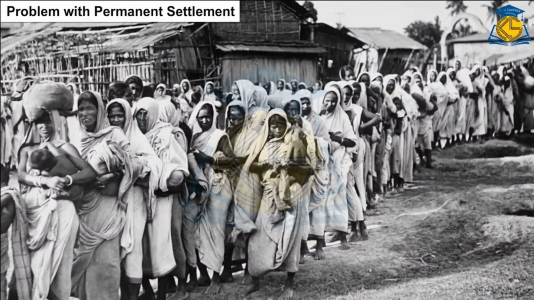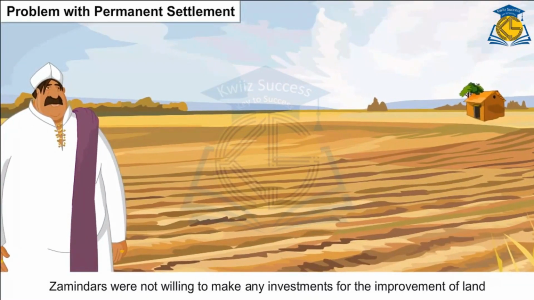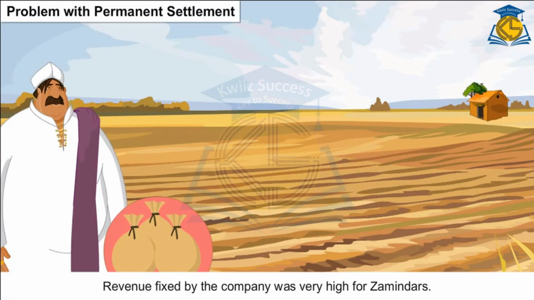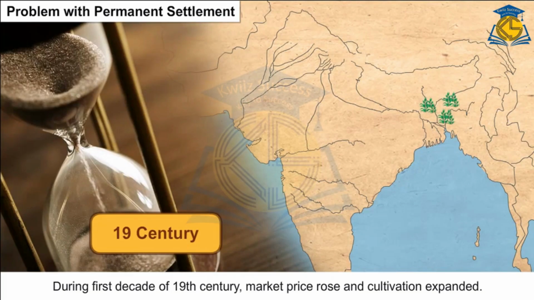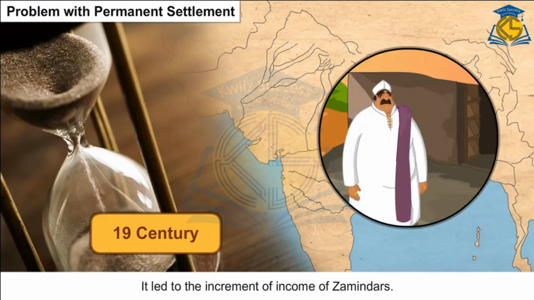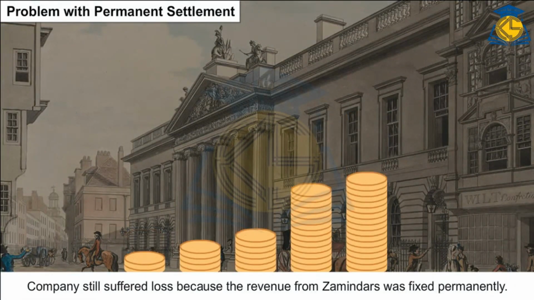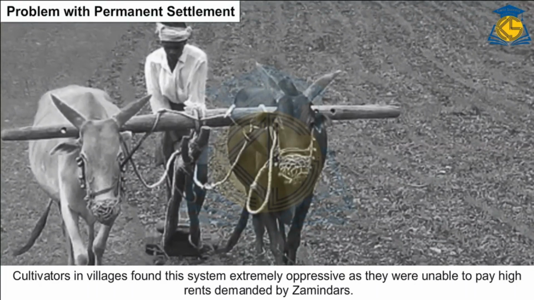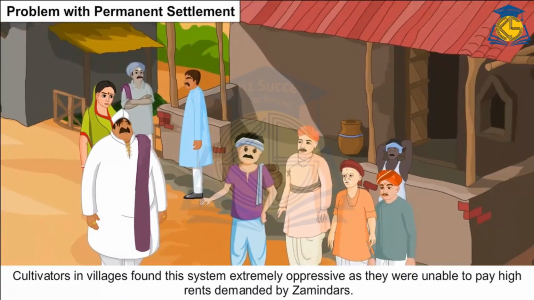Problem with permanent settlement. Zamindars were not willing to make any investments for the improvement of land. Revenue fixed by the company was very high for zamindars. During the first decade of the 19th century, market prices rose and cultivation expanded. It led to an increase in the income of zamindars. The company still suffered loss because the revenue from zamindars was fixed permanently. Cultivators in villages found this system extremely oppressive, as they were unable to pay the high rents demanded by zamindars.